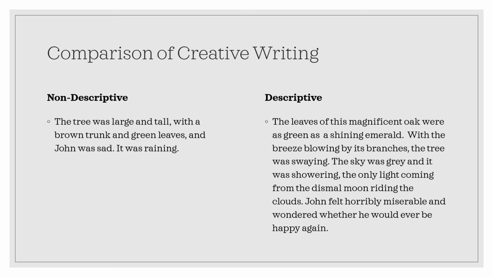And we can also pick out different creative writing descriptive techniques in here. "Breeze blowing by its branches", that is alliteration. And here is "the dismal moon riding the clouds". That's personification. "John felt horribly miserable." That's more advanced vocabulary than sad. Also, there is a simile here, "as green as a shining emerald". So this just shows that non-descriptive writing is just not as good as descriptive writing.